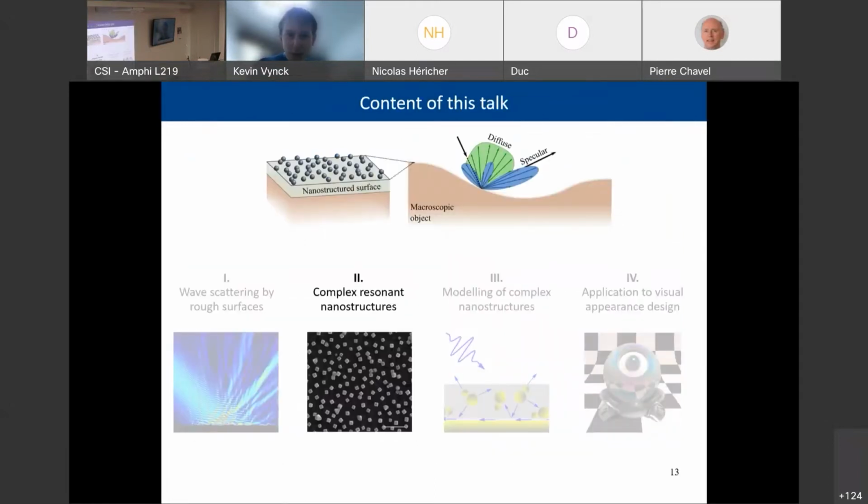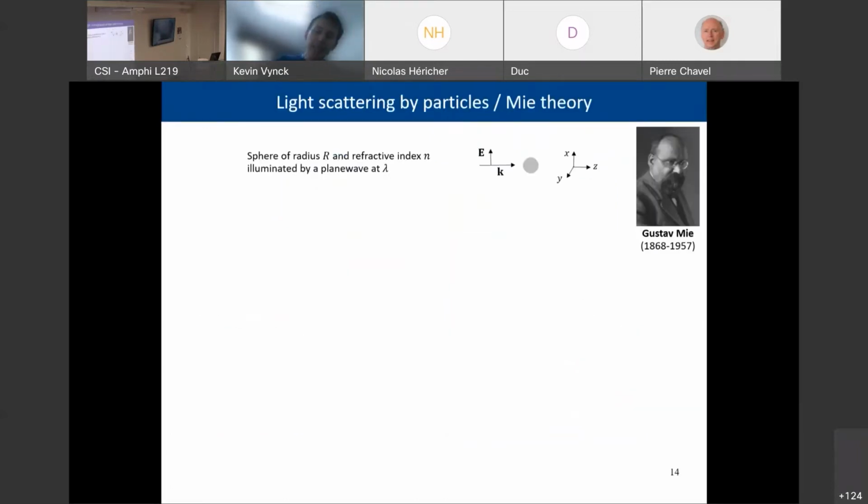This brings me to the second part of this talk on the complex resonant nanostructure. And a good way to introduce that is to go back again to the basics. This is to consider simply the scattering of a plane wave by a particle. This very fundamental problem was solved rigorously by Gustav Mie more than a century ago, at the beginning of the 20th century. Gustav Mie proposed a rigorous solution of Maxwell's equations in this case, that is extremely general.